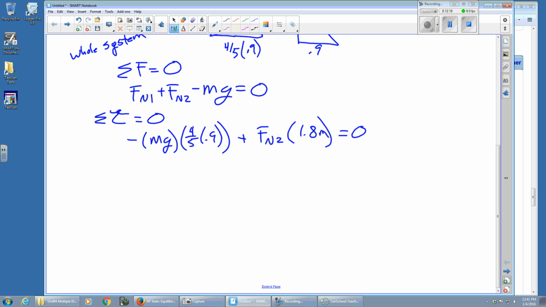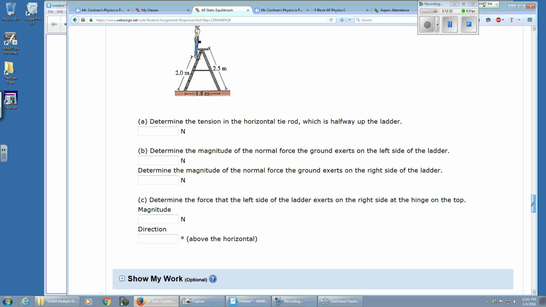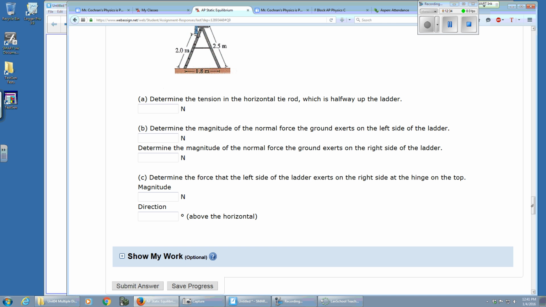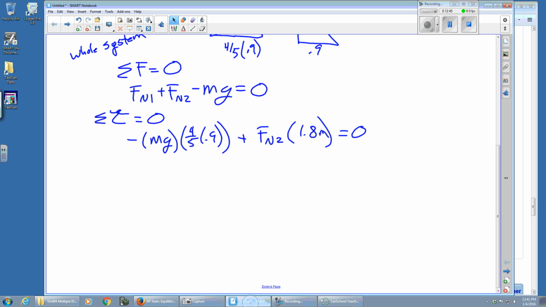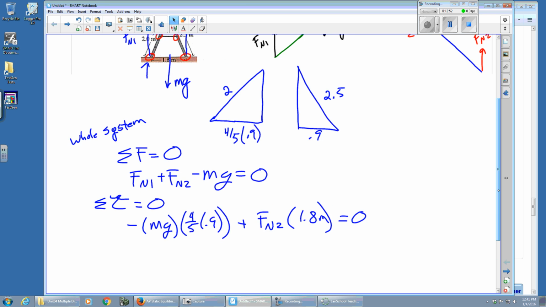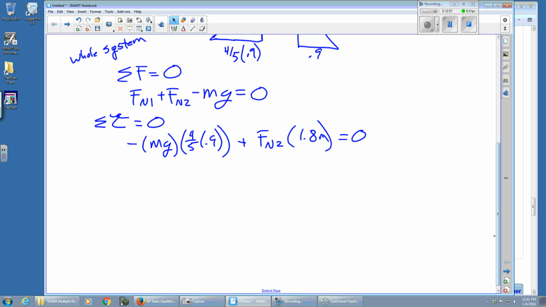And I didn't even look at what did they ask us to solve for in this one. Tension in the tie rod. Okay, so maybe we'll save that one to do. Magnitude of the normal towards the ground on the left side. Okay, so we're about to do the right side and the left side. All right, so let's see if this works out. Considering it is Monday, I am sick, and we just got back from break. So 72 kilograms is the only thing I need in here.